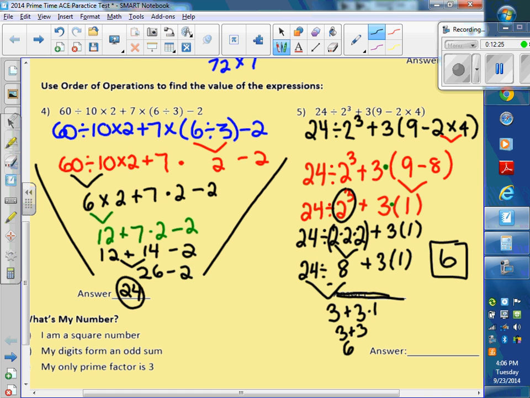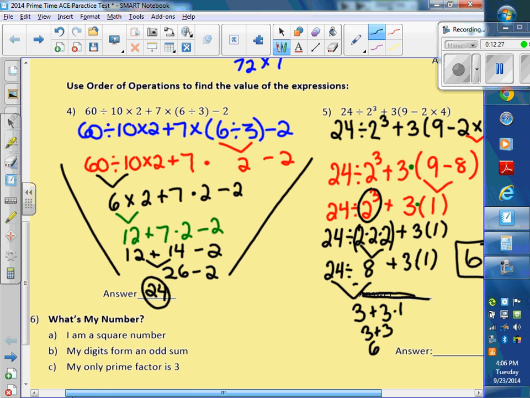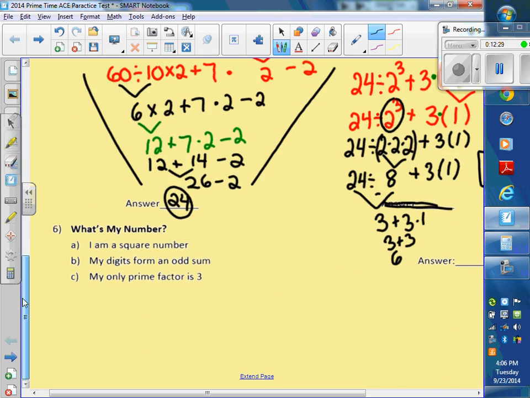Okay. Next question. It's a mystery number. I have a square number. My digits form an odd sum, and my only prime factor is 3. There's so many ways to do this.